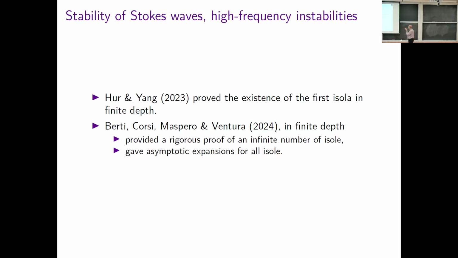Berti, Corsi, Maspero, and Ventura proved that in infinite and finite depth still open, right? They gave a rigorous proof, and I'll state it colloquially, this is not 100% accurate, of the existence of an infinite number of isola. And then for every isola, they actually gave an asymptotic expansion. There are many key differences, but one of the key differences is really exploiting the Hamiltonian structure of the problem, allowing you to get to those real parts of the eigenvalue contributions much more efficiently than we were able to do.